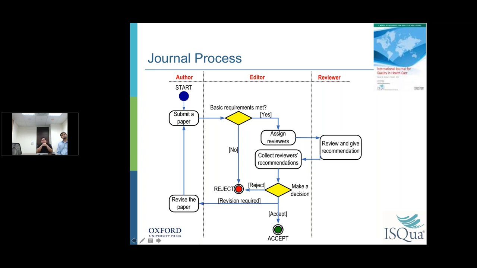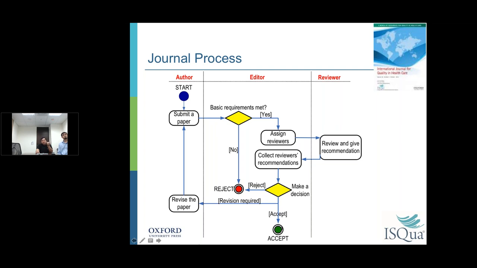Usually this is the step that takes the longest amount of time, because we can have reviewers that decline, or reviewers that decide to review it but take a long time and then end up not reviewing it. So sometimes we have to go from reviewer to reviewer for quite a long time, and this could take anywhere from several weeks to several months. And so it depends on the topic.